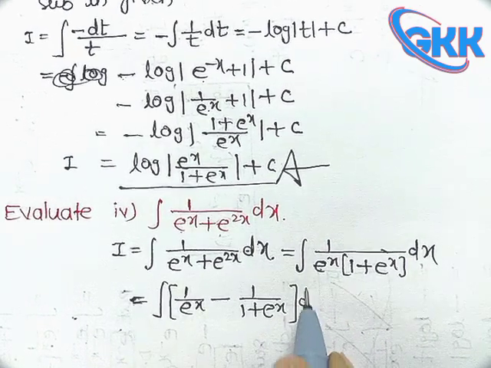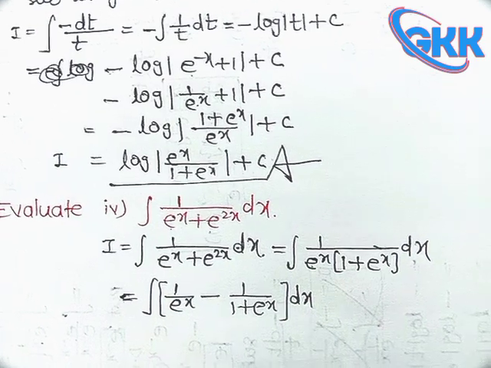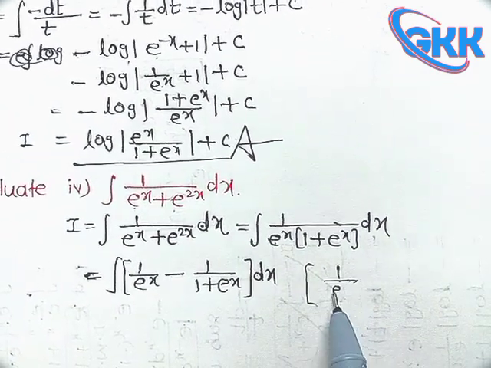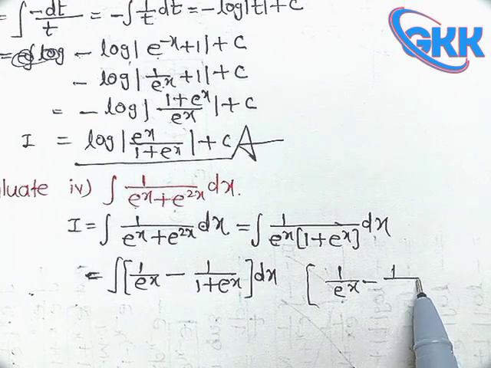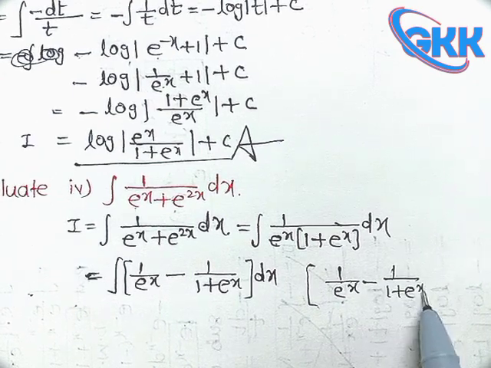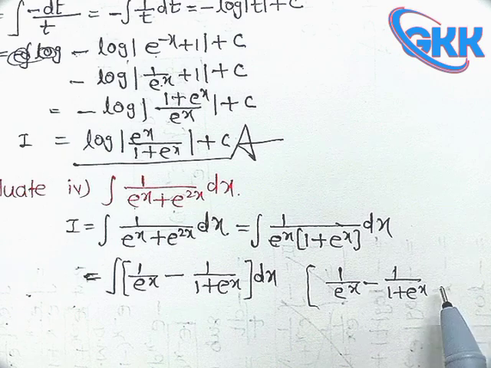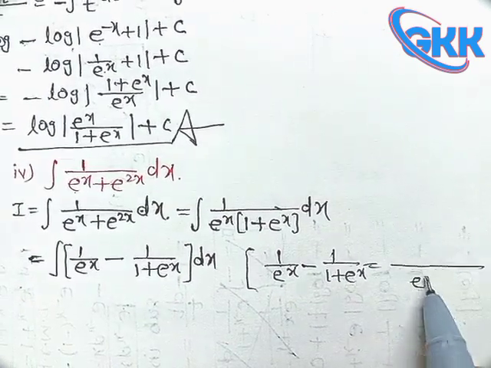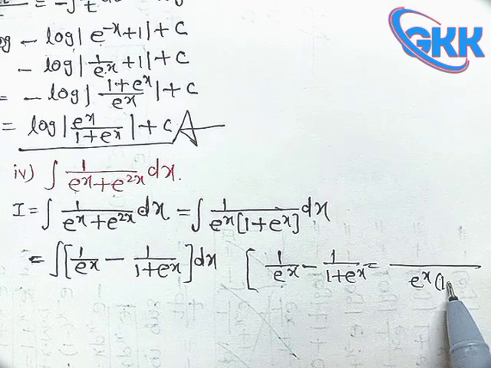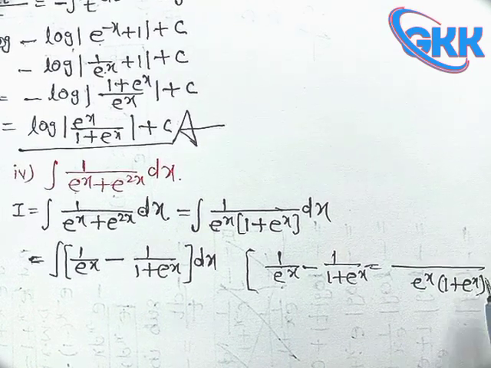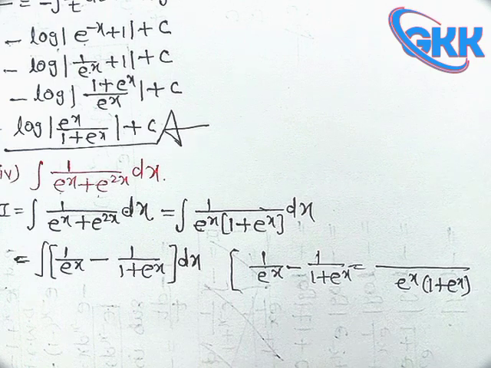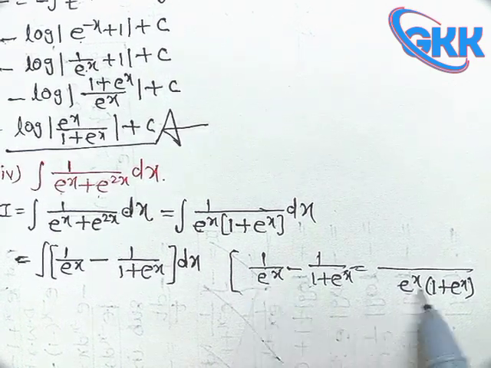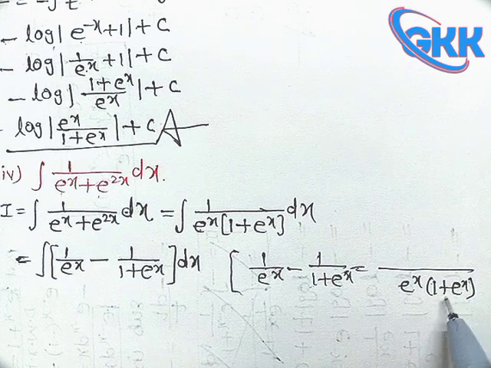Any doubt? If you have a doubt you can check it here, sir. What I write here? 1 upon e power x minus 1 upon 1 plus e power x, right? If you do the LCM, what is LCM? e power x times 1 plus e power x. Two different terms are there, we have to write the product. Now here e power x cancels. What is the remaining? 1 plus e power x.